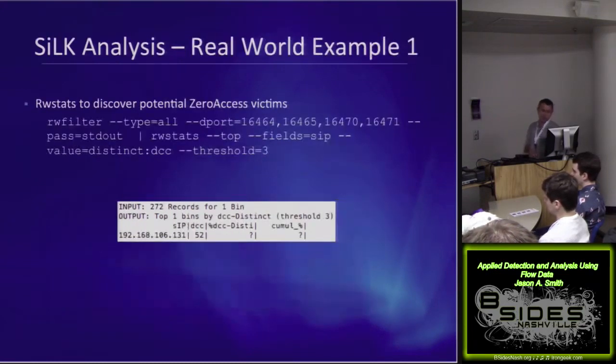So a real world example, obviously this is not a guaranteed thing, but if you said, oh, well, I want to look for zero axis. I know zero axis uses the following ports. I want to look at data that's going to these destination ports, and I want to sort it by the top source IPs by distinct destination country codes where a source IP has talked to at least 3 or more destination country codes.